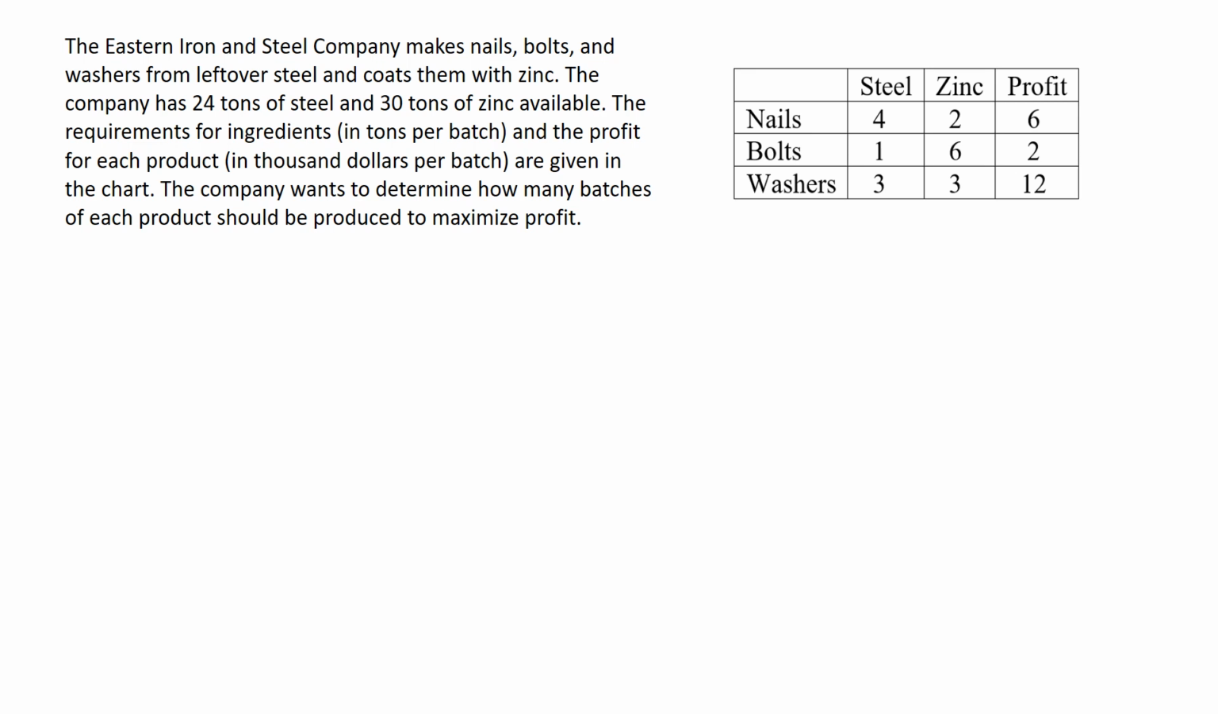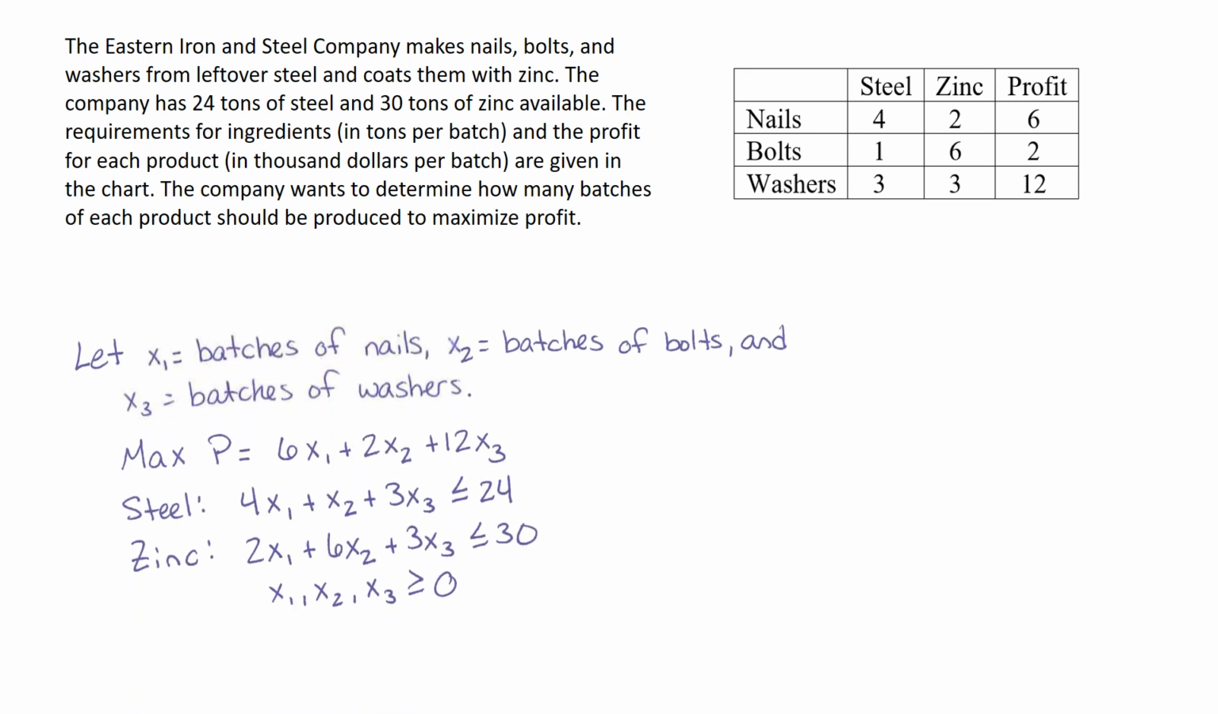So the products are the nails, bolts, and washers. So we're going to let x1 be the batches of nails, x2 be batches of bolts, and x3 be batches of washers. And now that we have labeled our variables, we can write our objective function and our problem constraints with respect to those.